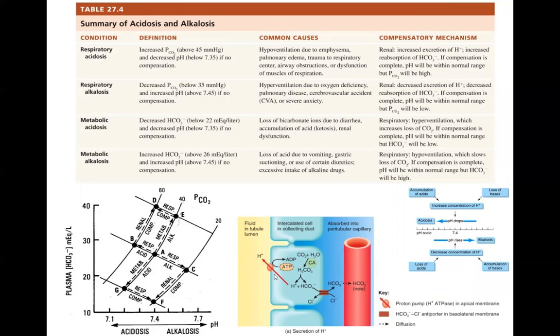Here we can show simply how we get hydrogen ions out and into the tubule using the intercalated cells, which are found in your collecting ducts. We're pumping it out here just like we did in our proximal convoluted tubule. We did talk about that today.